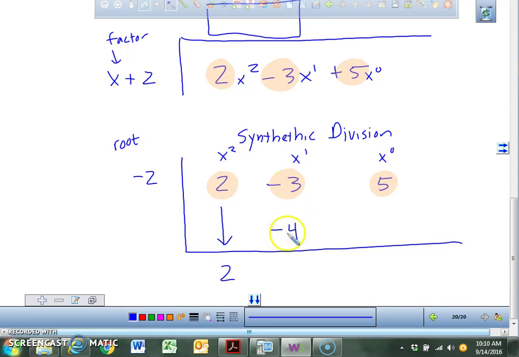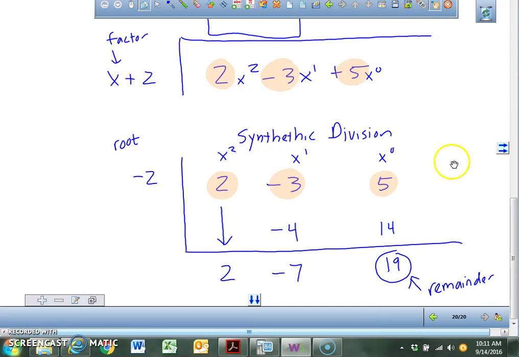Then what are we going to do with the negative 3 and the negative 4? Combine them together and get negative 7. Then we're going to multiply these guys together. Negative 2 and negative 7 get positive 14. Add them together, get a 19. Let me explain to you what this 19 represents. This 19 represents the remainder.